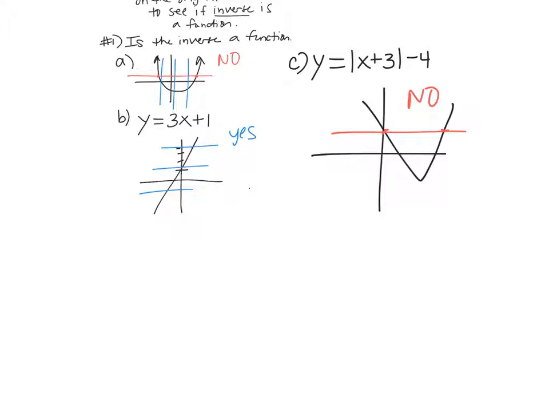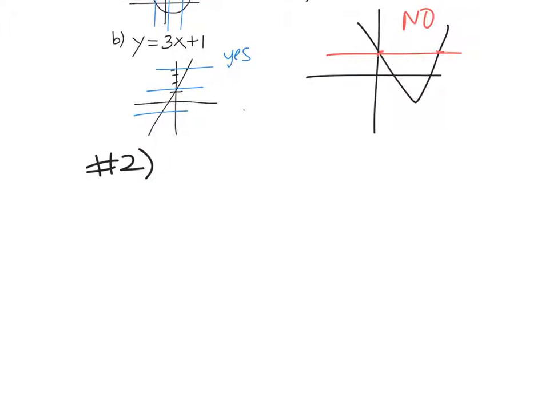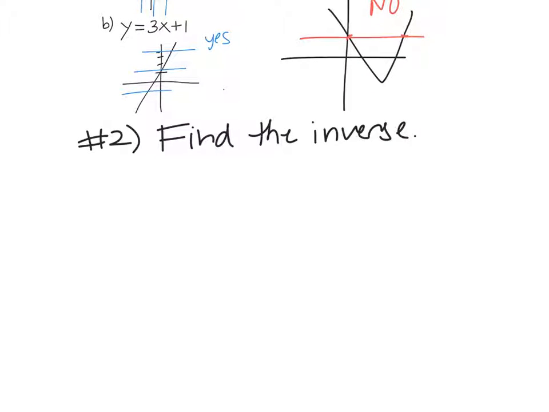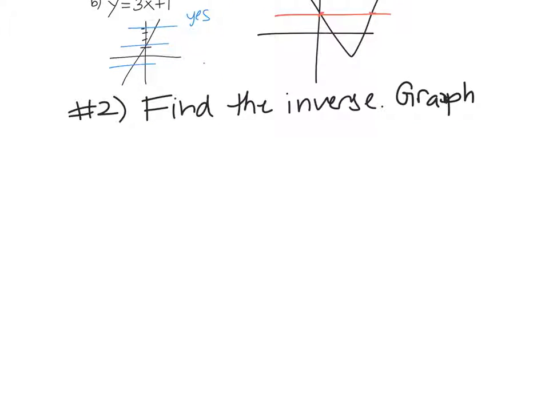Let's go ahead now and find the inverse of a few things. So here we go, number 2. We're going to start off a little easy, and we'll make our way to super hard. We're going to find the inverse, and we are going to do your favorite thing of all time, graph. We're going to graph both the original function and the inverse. So we're going to find the inverse first and then graph. Here we go, letter A.